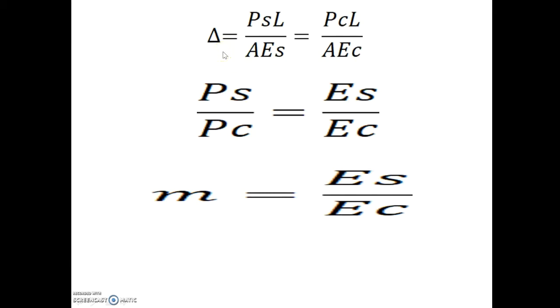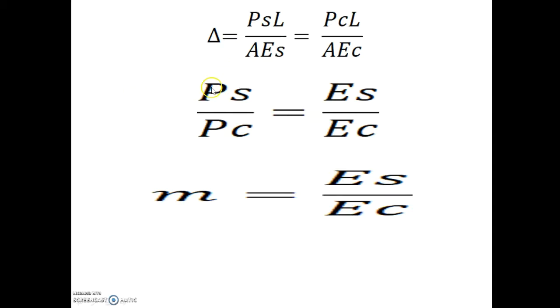Delta means deflection. Delta is equal to PL by AE, as you already studied in strength of materials. The same formula we are using here: delta is equal to Ps into L divided by A Es. That means the deflection in the steel is equal to the deflection in the concrete. As the end plugs are there, the deflections will be equal.